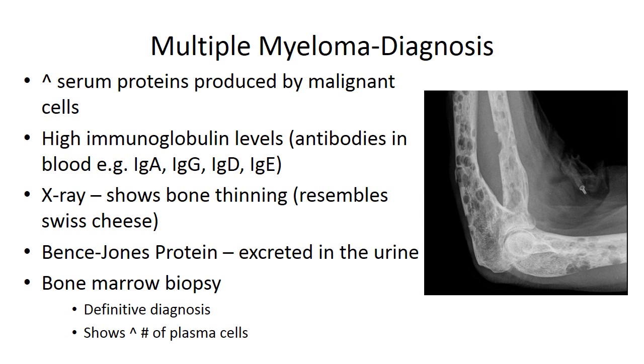And then high immunoglobulin levels. We are looking at the antibodies in the blood, so your IgA, IgG, and IgD, they may be testing for those, as well as serum proteins that can be produced by the malignant cells of multiple myeloma.